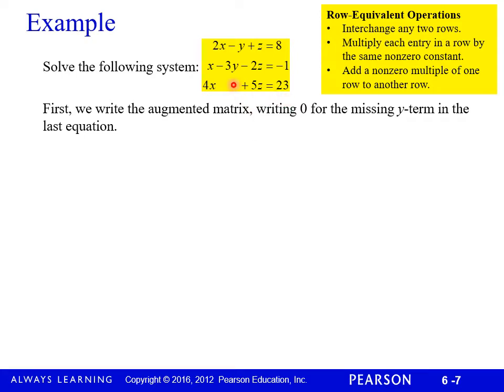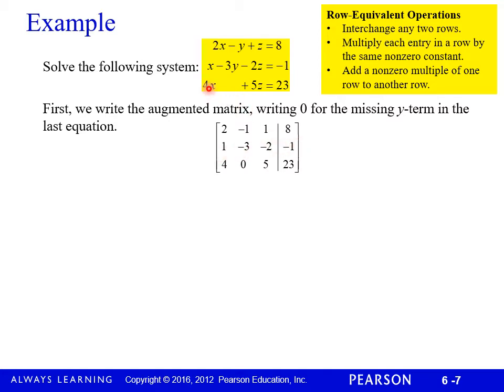Notice in the last row, we don't have a y term, so we're going to use 0 for that missing y term. We cannot leave blanks in a matrix. And so we get the matrix here. The first row of numbers should be 2, -1, 1, 8, and you can see that there. The second row would be 1, -3, -2, -1.